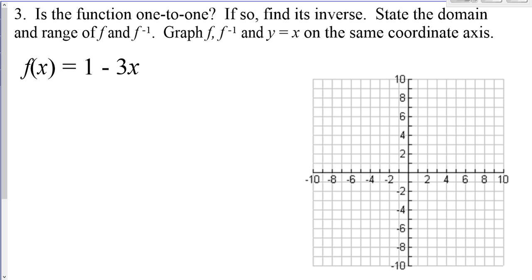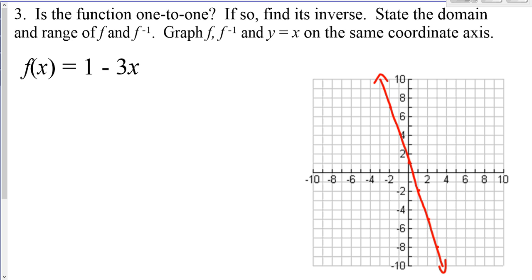So let's go ahead and do one. f of x equals 1 minus 3x. I know that this, in slope-intercept form, has a y-intercept of 1 and a slope of negative 3. So down 3 over 1, down 3 over 1, down 3 over 1. And I'm going to see that any equation of just a line is going to be a one-to-one function. Okay, it passes our horizontal line test. So I want to find its inverse.